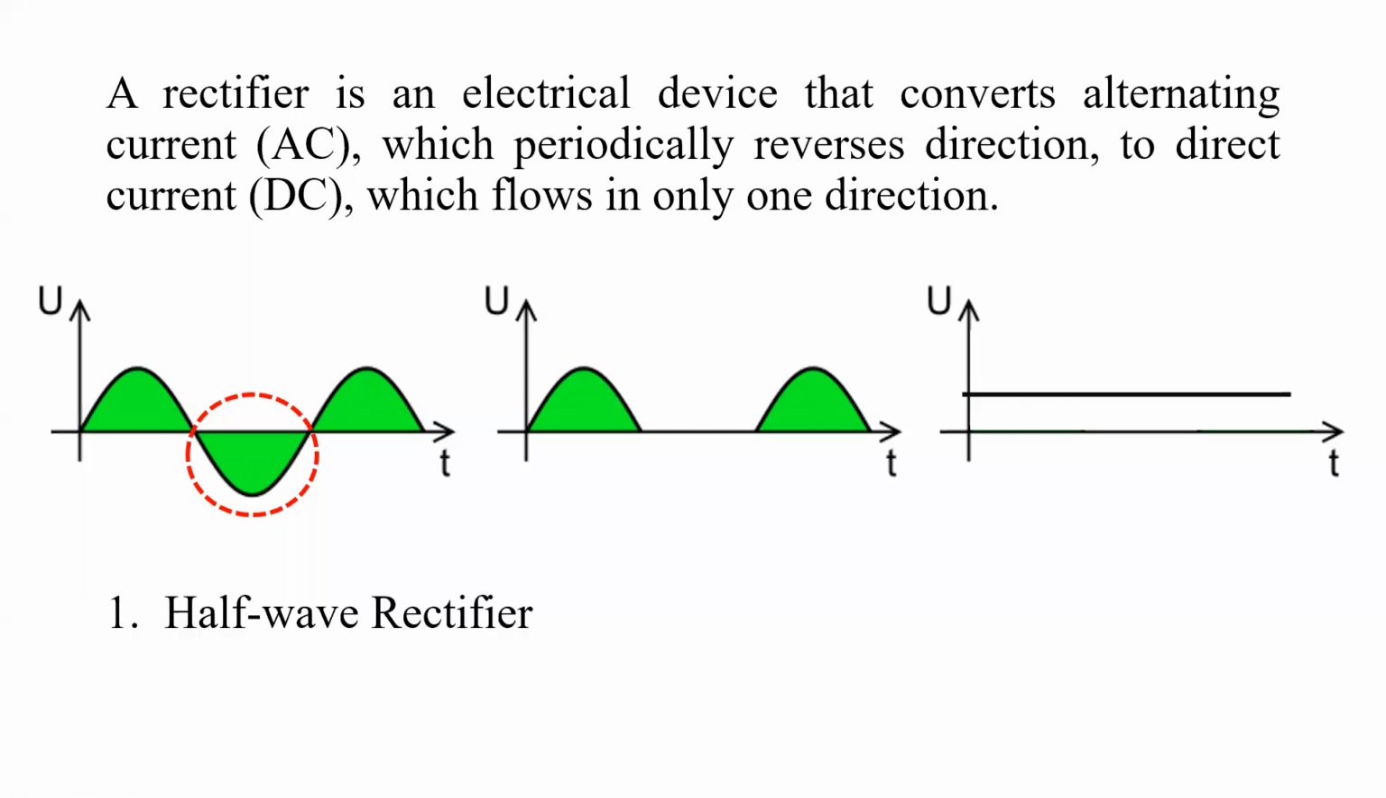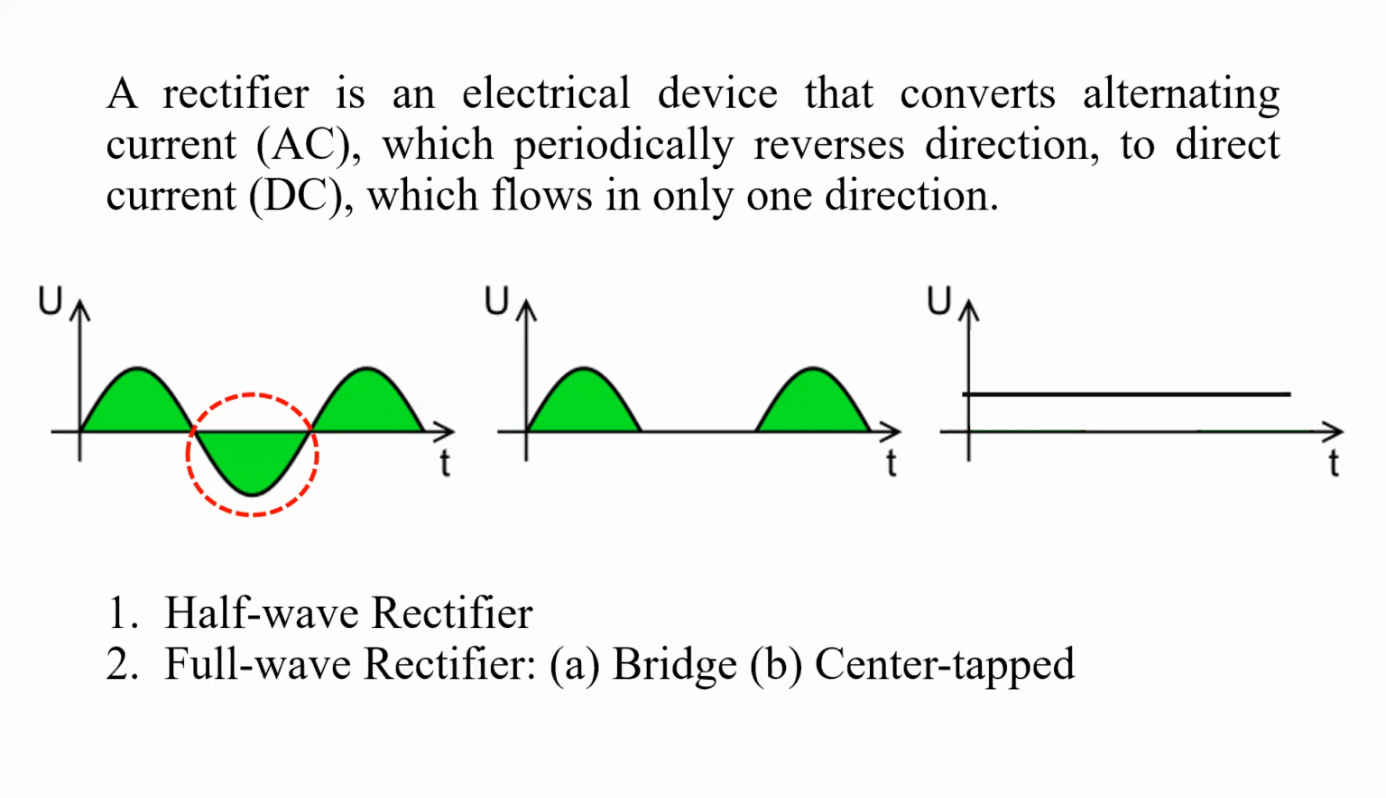So your rectifier circuits can be divided into two types. One is half-wave rectifier. Another one is full-wave rectifier. The full-wave rectifier can be classified into two types: bridge full-wave rectifier and center-tapped full-wave rectifier. We will learn about all three of them, but today's topic is half-wave rectifier.